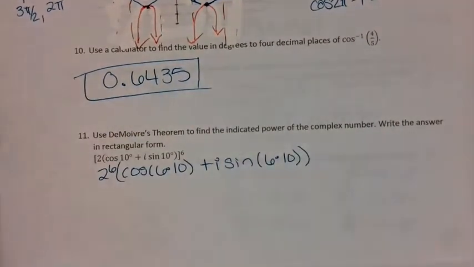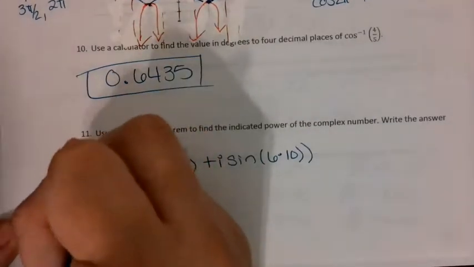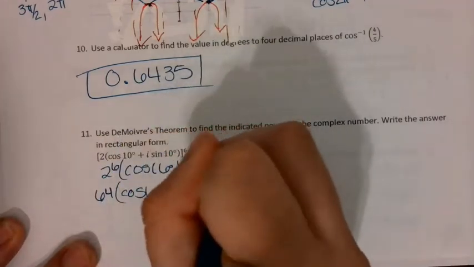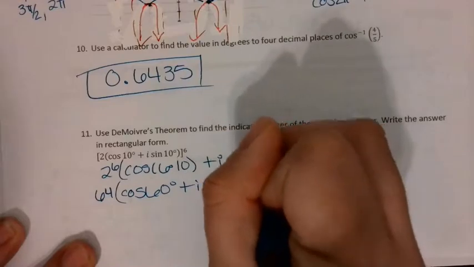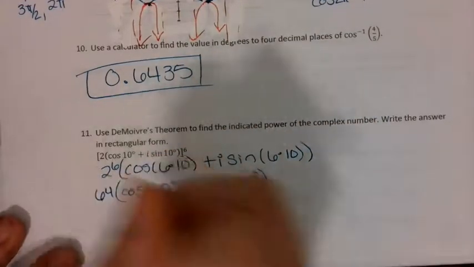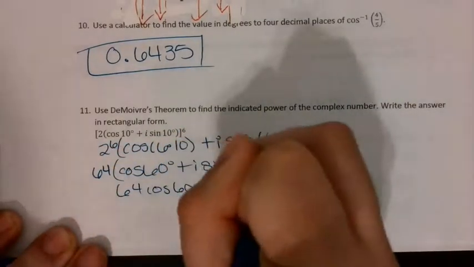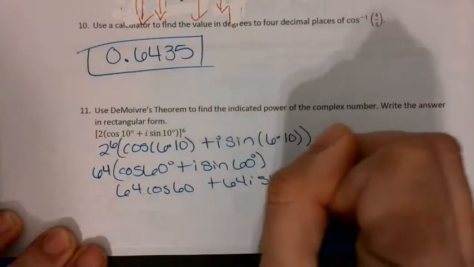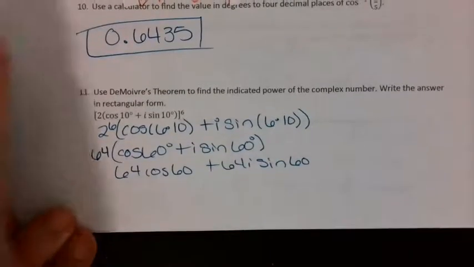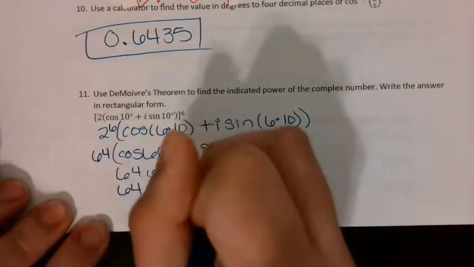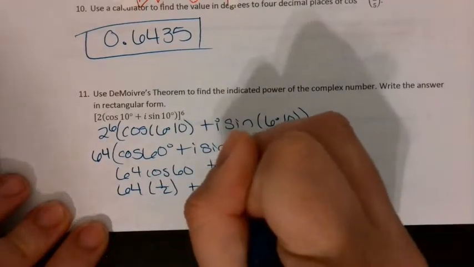2 to the 6 is, nope, I typed that in wrong, 64. Then I have cosine 60 plus i sine 60. I want to distribute my 64. So I'm going to have 64 cosine 60 plus 64i sine 60. I want to evaluate these functions at 60 degrees. Cosine at 60 degrees is 1/2. Sine at 60 degrees is square root of 3 over 2.